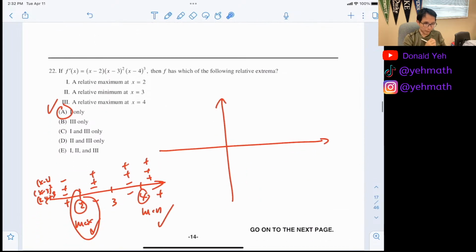Question 22, number line test, and analyze whatever. You had to test 1, 2, 3. The one thing about square is that it's always positive. That's nice. The cube is the only one that has sign changes. Depending on which value you plug in, the maximum is at 2, because when positive and negative, that's the maximum. And that's equal to A.